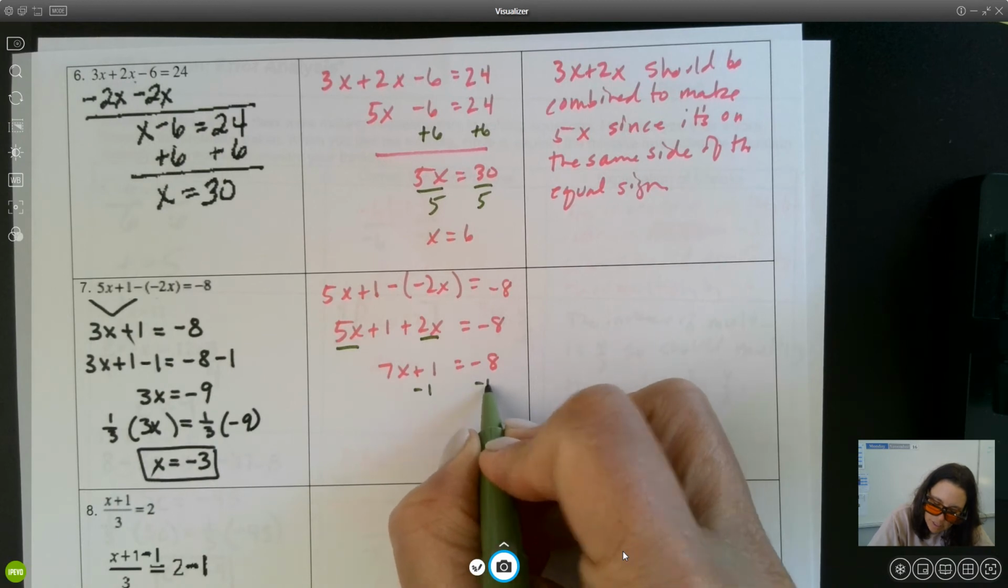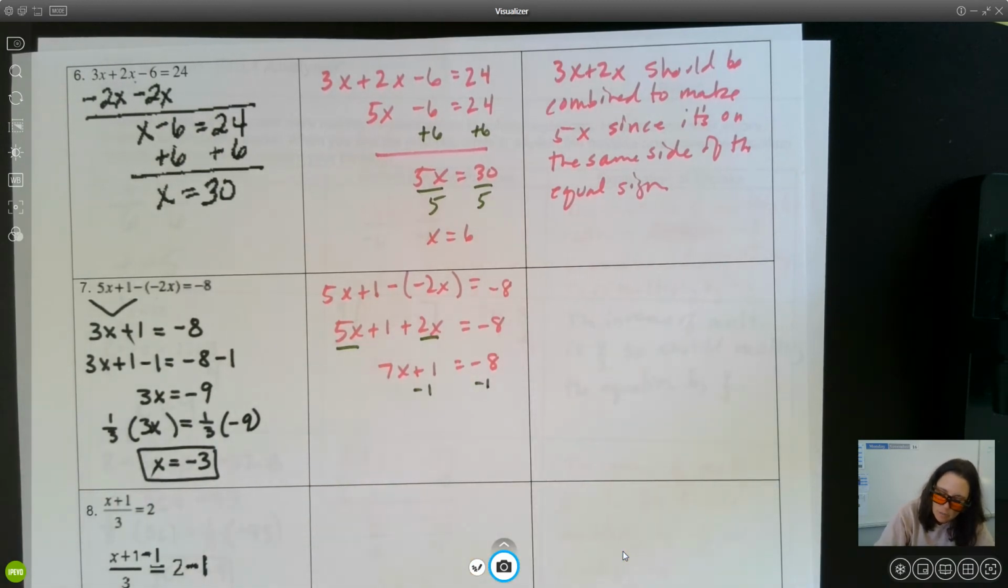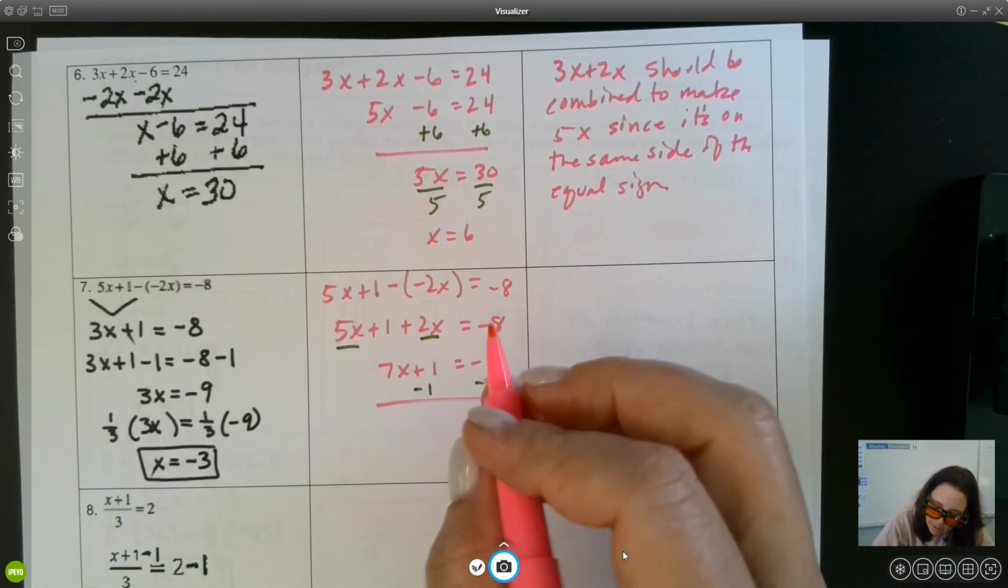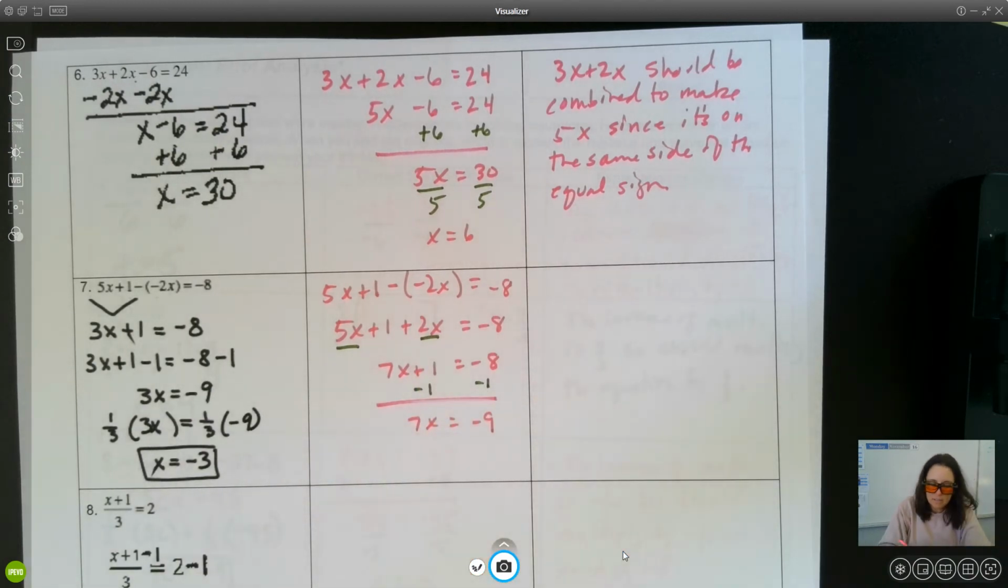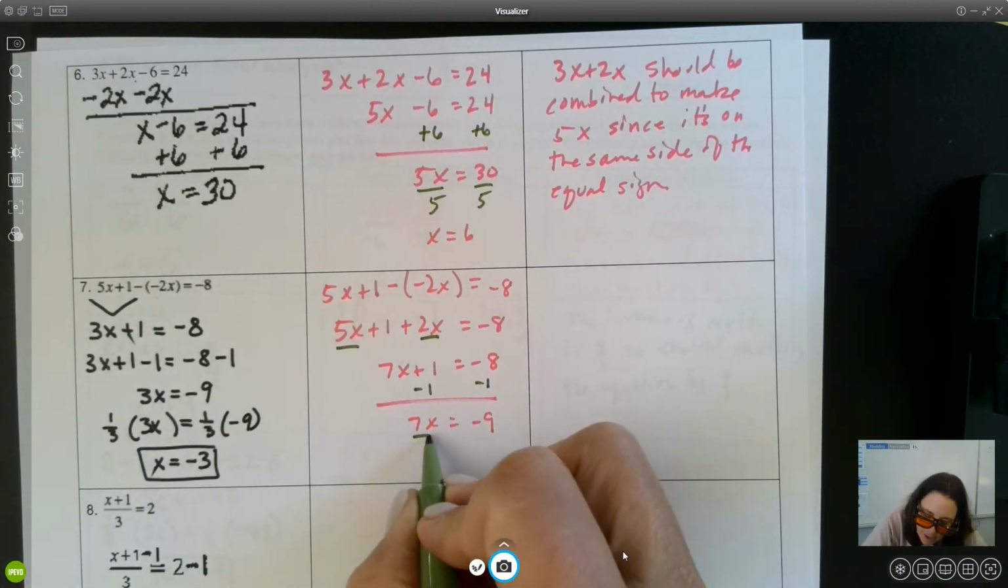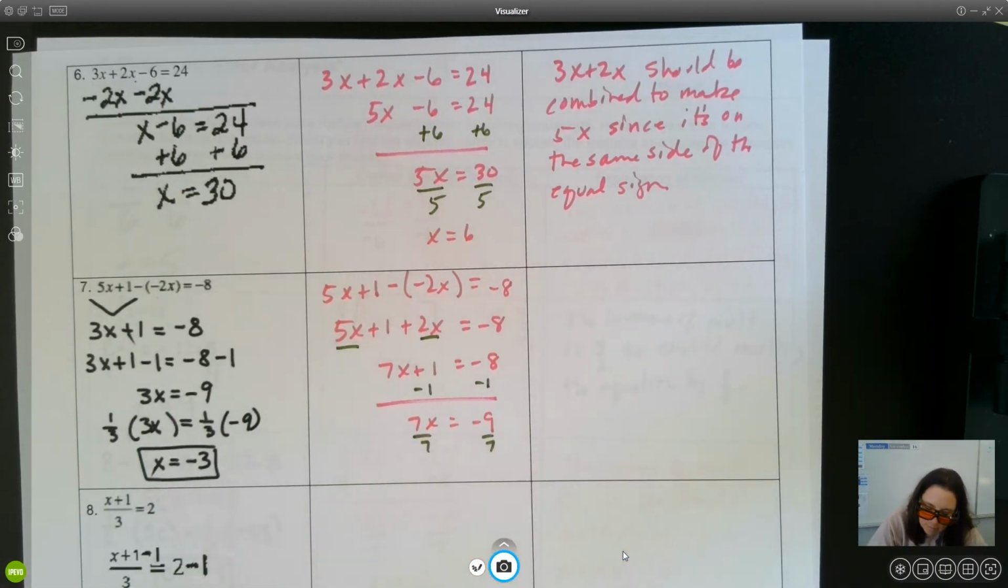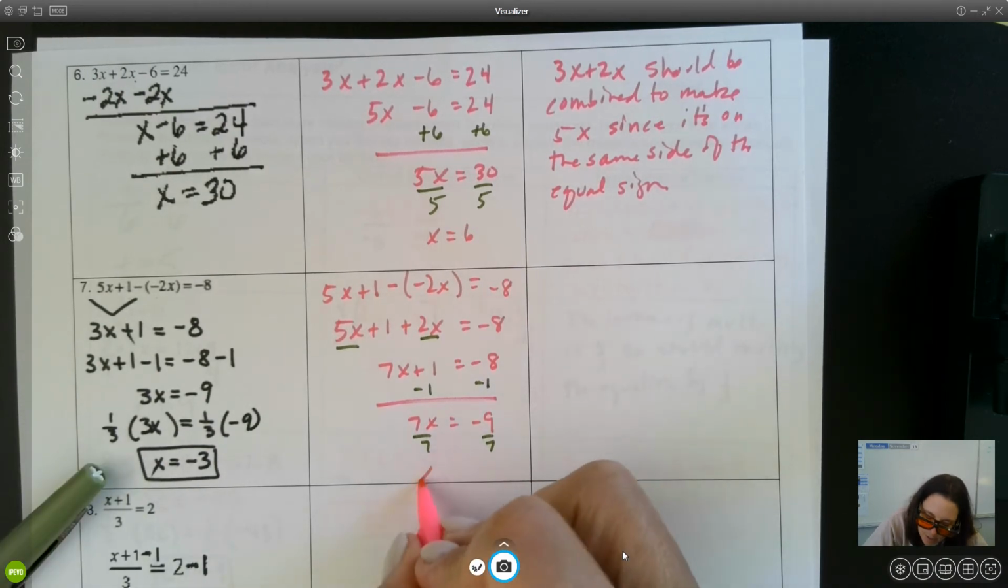Now let's start moving stuff from side to side. To get rid of the positive 1, we do a negative 1. 7x equal negative 9. Take 1/7 of both sides, or divide by 7. Negative 9/7 is the answer.